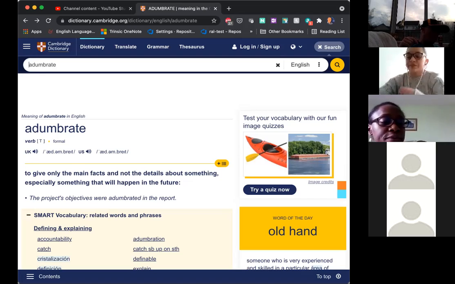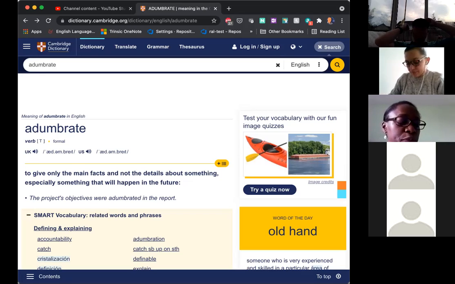Alan, for this example, could you give another example for the same case with evasive? No. If you say I'm being evasive, there's nothing negative about adumbrating or outlining. There's no negative association with that.